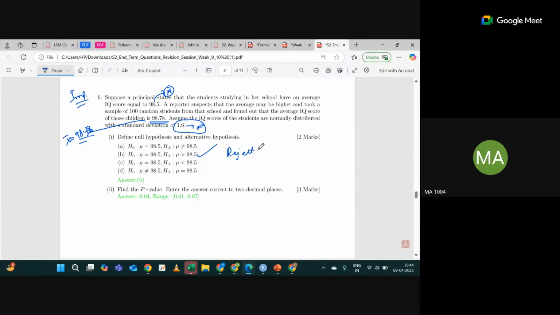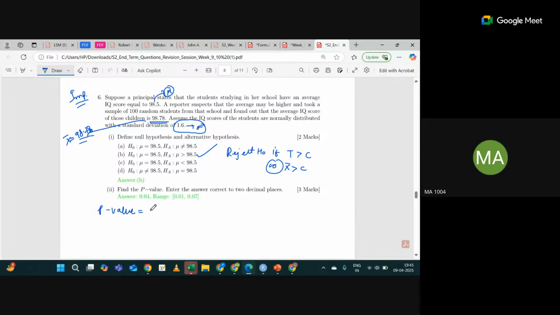So I am going to reject my H naught if X bar is greater than C, or T is greater than C. Okay, so in the next question we have to calculate the P value. So what is the P value actually? The P value is the lowest significance, right? We have to find that lowest significance value.